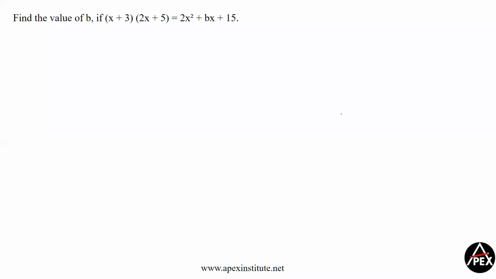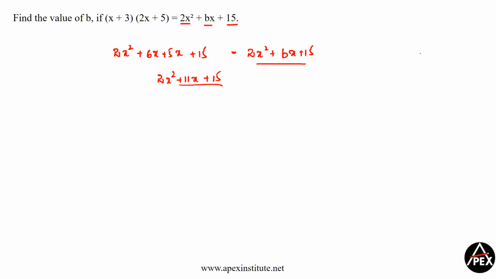Clear? Now moving ahead. Find the value of b if x plus 3 into 2x plus 5 is equal to 2x square plus bx plus 15. One way of solving this question is just expanding. If you expand, you will have 2x square plus 6x plus 5x plus 15, isn't it? Compare this with 2x square plus bx plus 15. So this is nothing but 2x square plus 11x plus 15. So comparing these equations on both sides, you can find the value of b is 11. Isn't this one way of doing it?